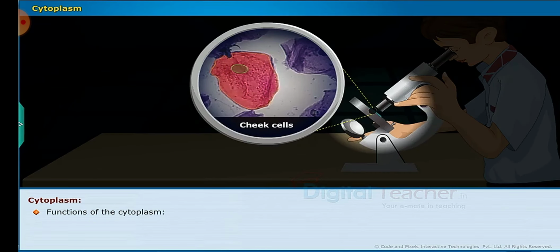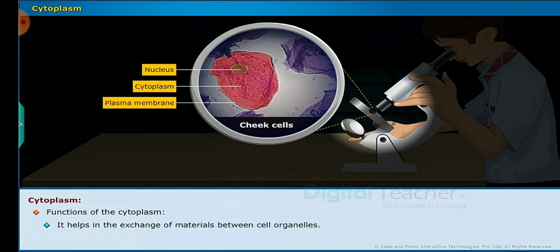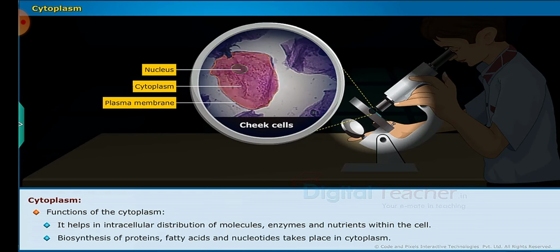Functions of the cytoplasm. It helps in the exchange of materials between cell organelles. Breaking down of nucleus takes place in cytoplasm. It helps in intracellular distribution of molecules, enzymes, and nutrients within the cell. Biosynthesis of proteins, fatty acids, and nucleotides takes place in cytoplasm. Now, let us learn about protoplasm versus cytoplasm.